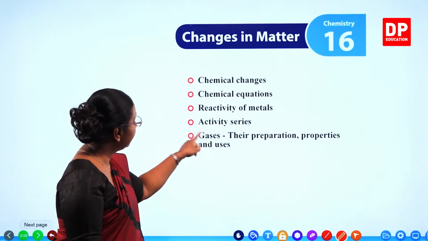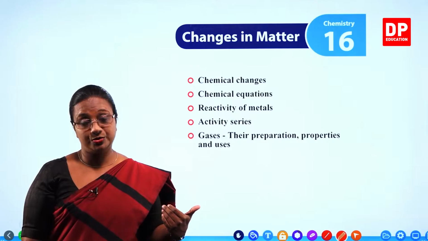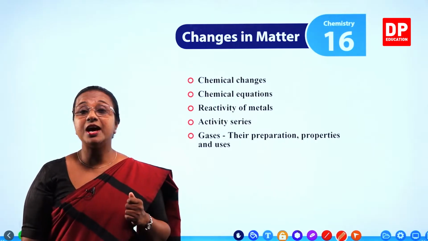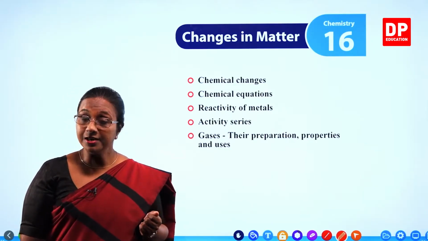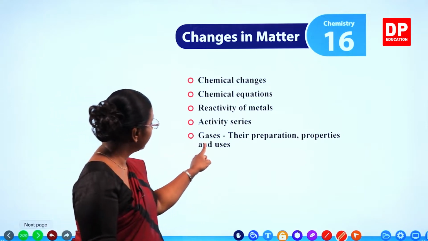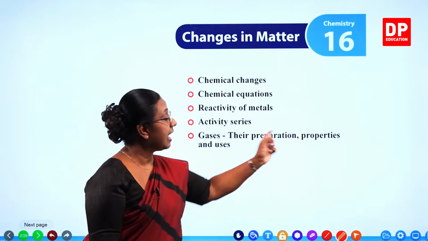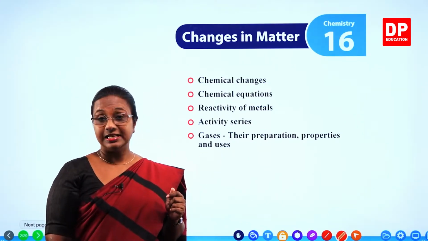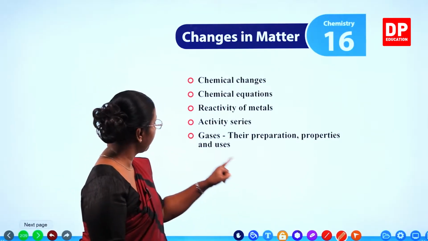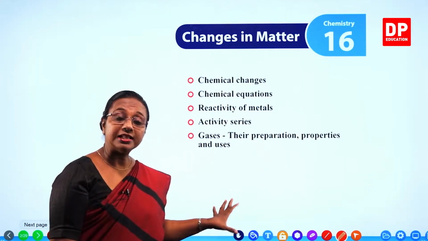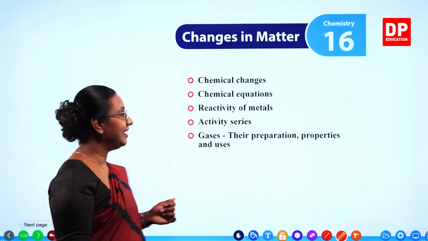And finally, we will be discussing gases. There are different gases that are useful to us. So like oxygen, carbon dioxide, hydrogen, these are different types of gases that we use for different purposes in our day-to-day life. So we'll be looking at gases, their preparation, how they can be prepared in the laboratory, their properties, both physical and chemical properties, and their uses. So gases, their preparation, properties and uses. Those are the contents of this lesson. With that, students, I will move on to the next slide.